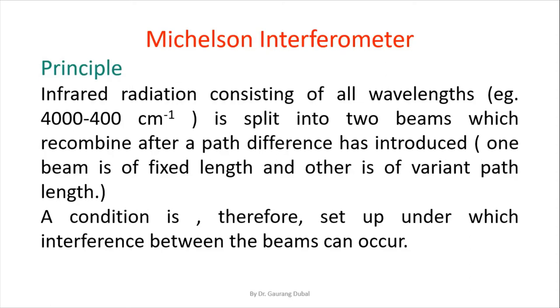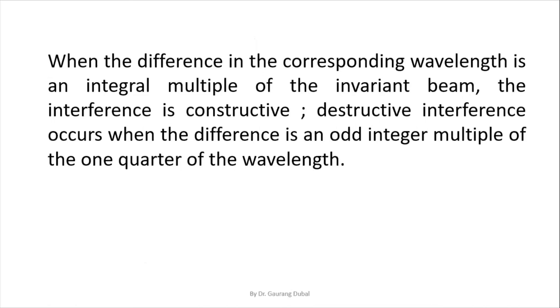A condition is therefore set up under which interference between the two beams can occur. It means a position is arranged in such a way that the split beams will interfere with each other, which may generate some new patterns. That is the aim of the Michelson interferometer. Next, when the path difference is an integral multiple of the wavelength, the interference may be constructive or destructive.